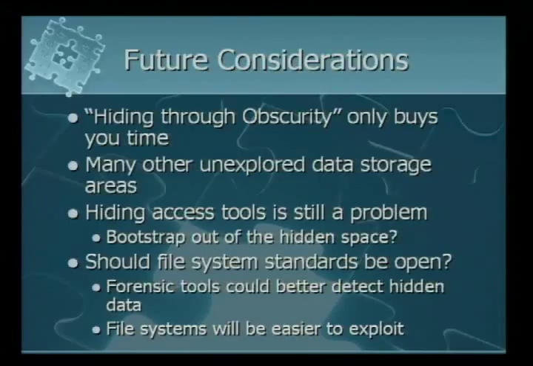And then I just want to close with a side thought: should file system standards be open, or at least the specs be published? If they were, the forensics tools could do a better job of understanding what good data looks like. There's also the counter argument: would it be easier to exploit file systems if somebody could look at the source code and find a little flaw? My general feeling is if it's open, it's just better for everybody. The forensic tools know exactly what good data looks like, and anything that doesn't fit that is automatically suspect.